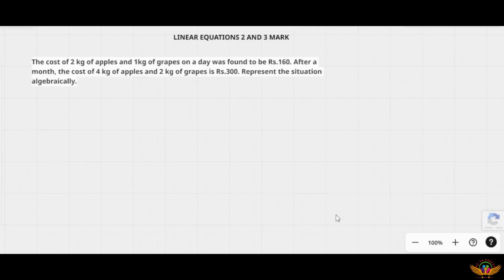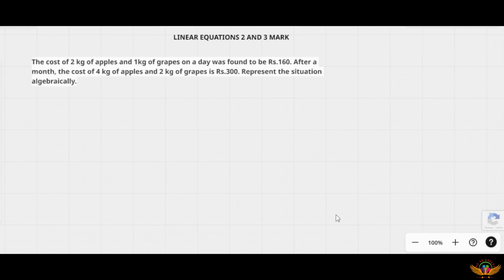Hello. In this video, let us learn the 2 and 3 marks questions of linear equations. I'll be including all the varieties of questions that might be asked in your exam. I always say in every video that time is a very important constraint. So come on, put a time limit and read the question carefully.